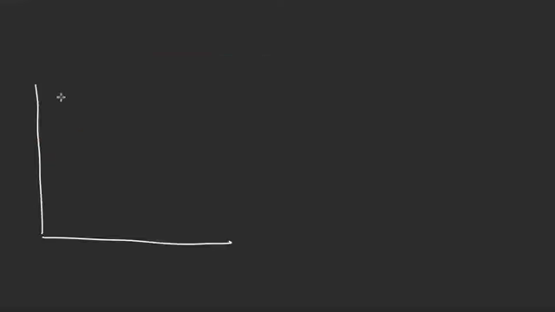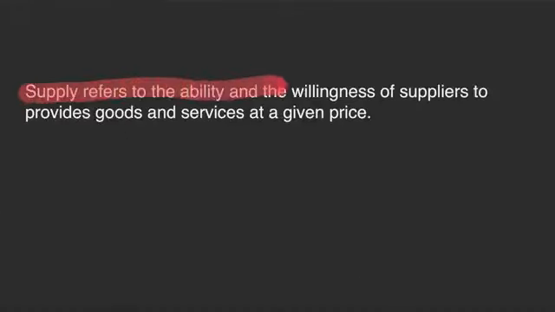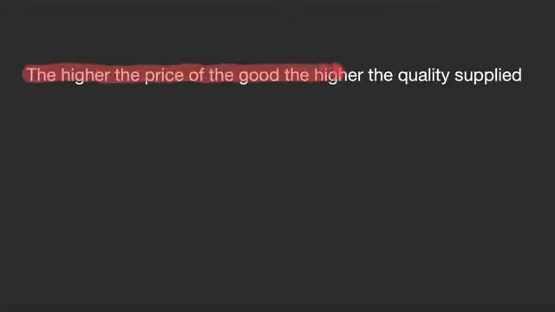Individual demand is demand of one individual or firm, and market demand represents the aggregate of all individual demands. Movement along the curve is due to a change in price in the demand curve, and a shift of the curve either right or left is according to the factors of demand. Supply refers to the ability and willingness of suppliers to provide goods and services at a given price. The higher the price of the good, the higher the quantity supplied.